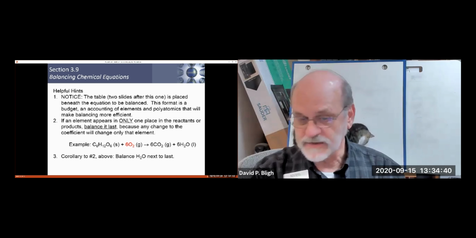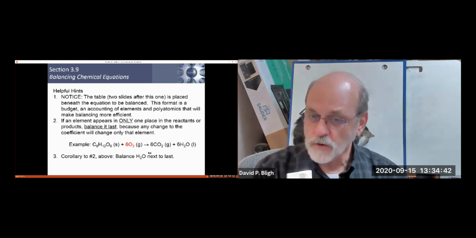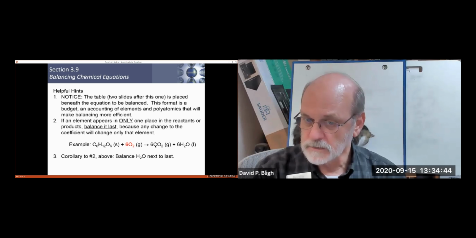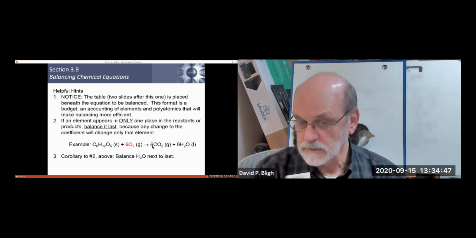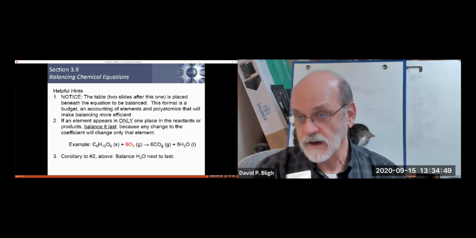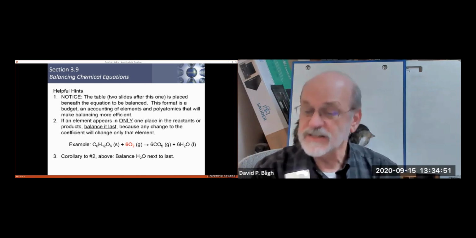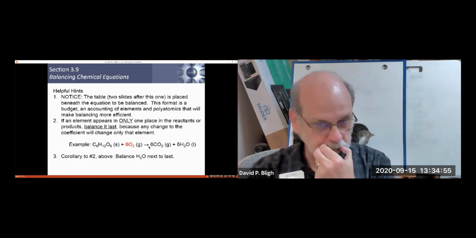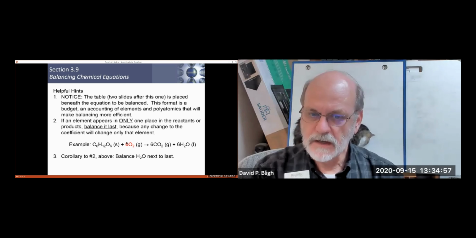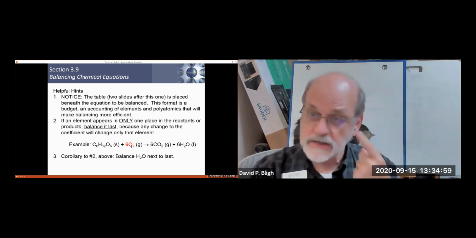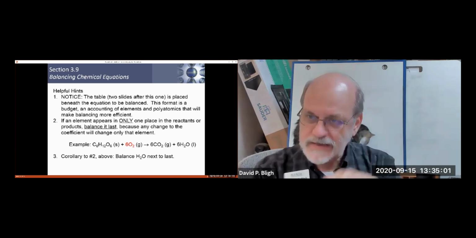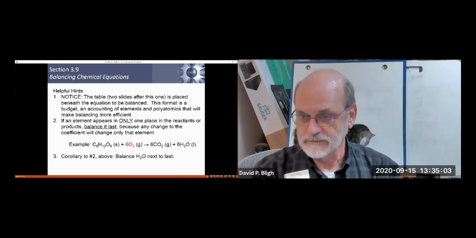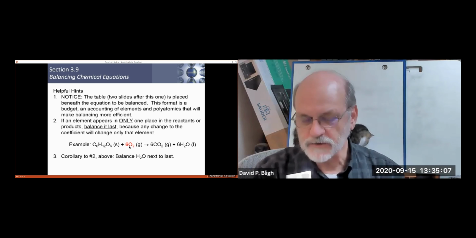And that only makes sense. Remember, if you change the coefficient in a molecule or in a compound, you're going to change everything in the compound, which means you've got to deal with it in other places in the equation. But if you change a coefficient on an element, you only change that one element. So save it to last. Balance everything else, then go back to oxygen.